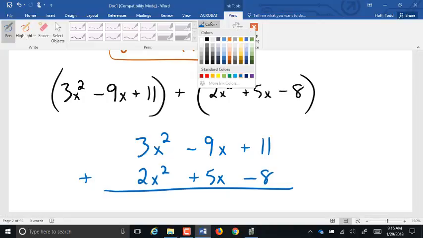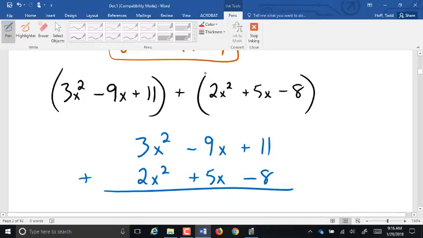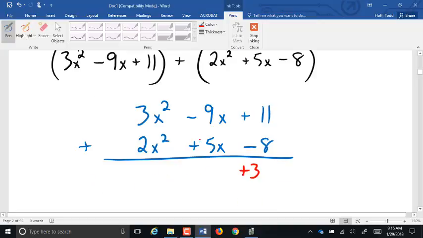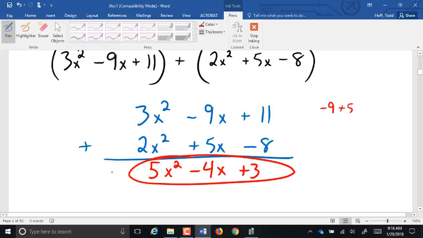And we're adding. So now we have to be careful with our negatives. What is 11 plus negative 8? Positive 3. Very good. Negative 9x plus 5x. Well, negative 9 plus 5 is going to be negative 4, and we keep the name of x. 3x squared plus 2x squared. 3 plus 2 is 5, and we keep the name of x squared.